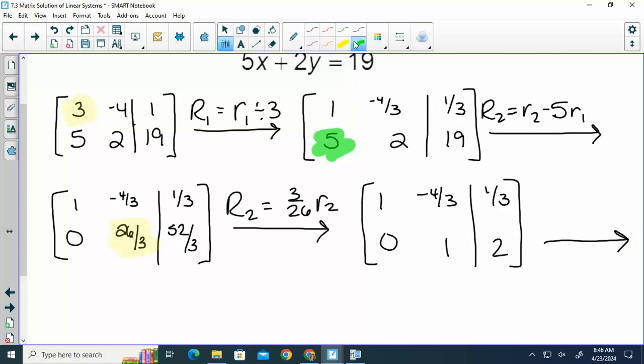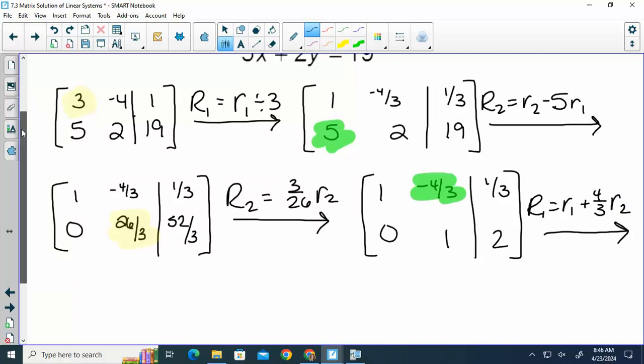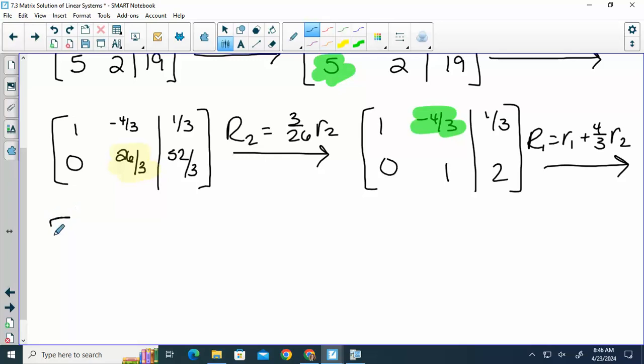What's our final thing we need? Get rid of the 4 thirds. We need a 0 here. So easiest way to get a 0, we're changing row 1, so start with row 1. It's a negative 4/3, so we have to add 4/3, but you have to take it times a row, so it'd be plus 4/3 times row 2. So row 2 didn't change.